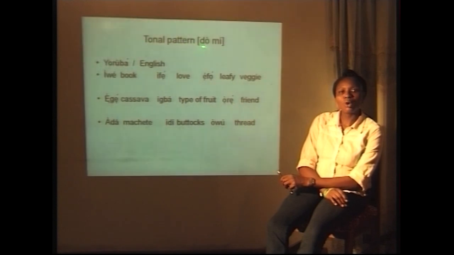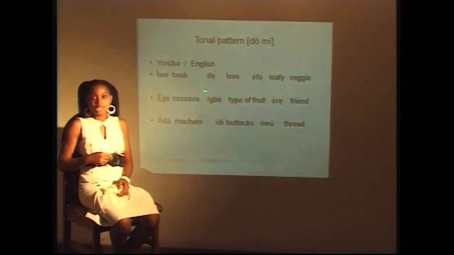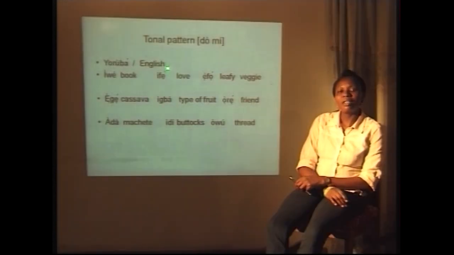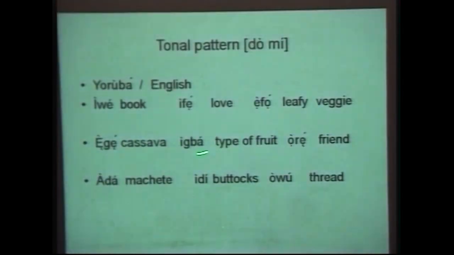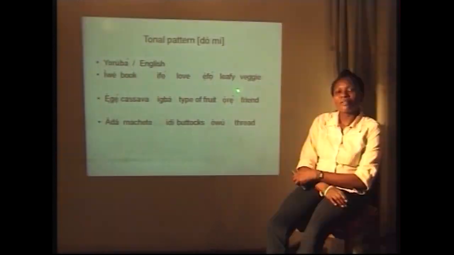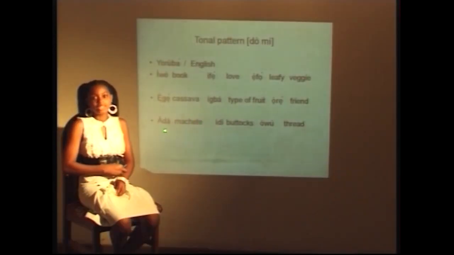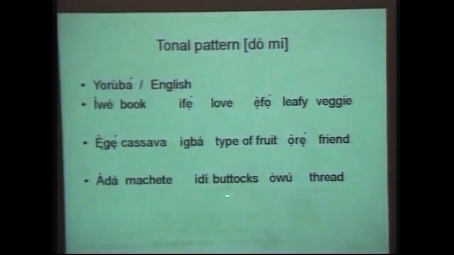Tonal pattern. Do mi, Yoruba and English. Do mi, iwe, book. Do mi, ife, love. Do mi, efo, leafy veggie. Do mi, ege, cassava. Do mi, igba, type of fruit. Do mi, ore, friend. Do mi, ada, matchet. Do mi, idi, buttocks. Do mi, owu, thread.